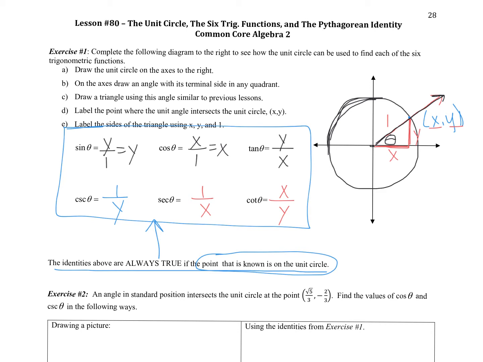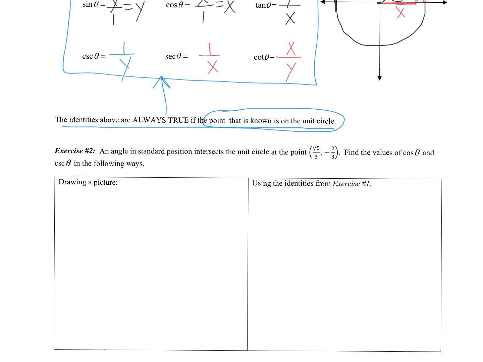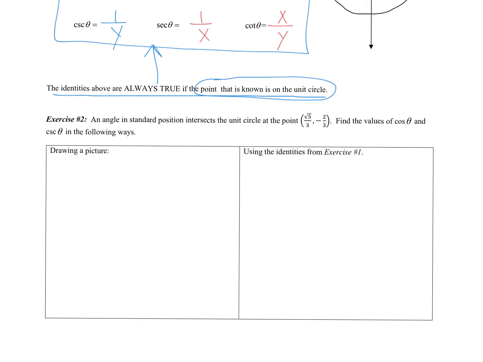So moving down the page, this says an angle in standard position intersects the unit circle at the point (radical 5 over 3, negative 2/3). And we're going to find the values of cosine theta and cosecant theta in the following ways. So first off, we're going to draw a picture.